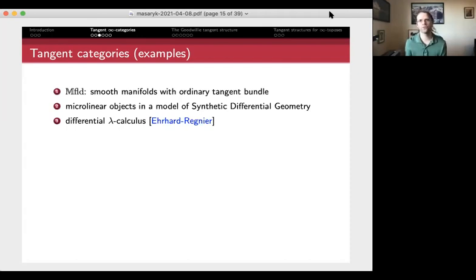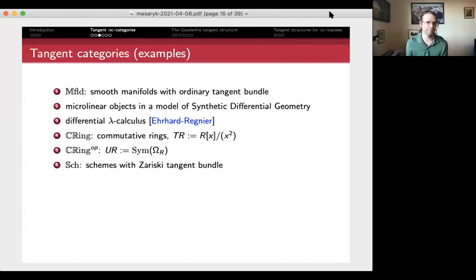There are also some more familiar examples, at least more familiar to me. In particular, the category of commutative rings has a tangent structure. It actually has two tangent structures. One is given by the dual numbers construction: if you have a ring, you form the polynomial ring and quotient by the quadratic term x squared.